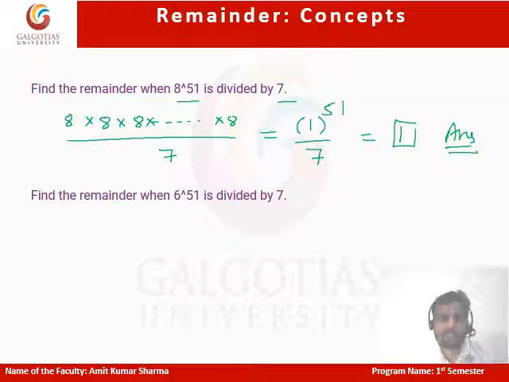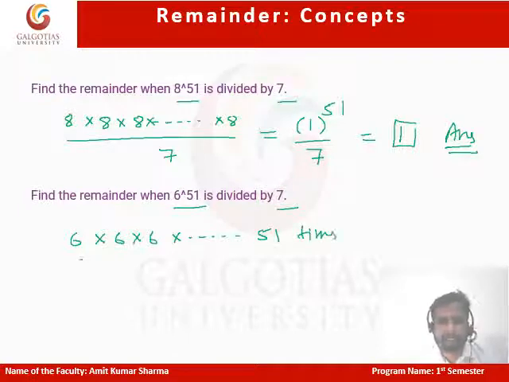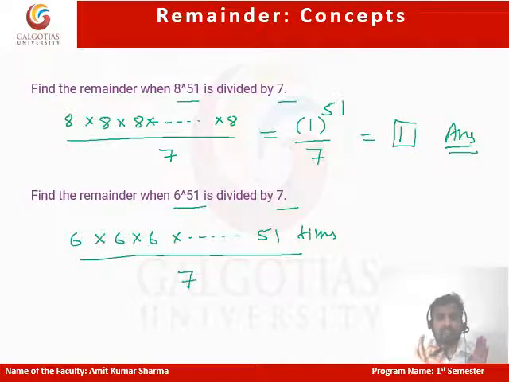Second is, find the remainder when 6 raised to the power 51 is divided by 7. Here we can write the question 6 into 6 into 6 into and so on 51 times. Right? 51 times we'll multiply. Divided by 7, what is the remainder? A point to be noted here. Remainders we can use here in negative terms also. 6 when divided by 7, remainder is 6 only.